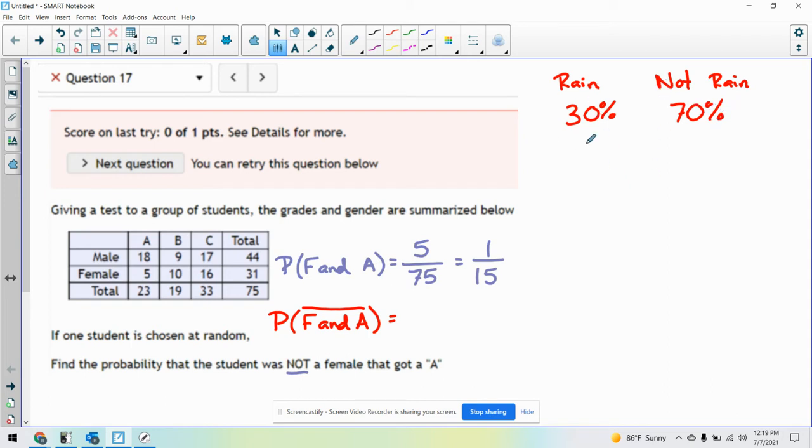Same with fractions. If this was a fraction, there's a 3 out of 10 chance that it'll rain. If I want to find not rain, I'll subtract that from 100% or 1 and get 7 out of 10 chance that it will not rain. So if there's a 1 in 15 chance of picking a female who got an A, the probability of not picking a female who got an A is going to be the rest, 14 out of 15. I'm just going to do 1 minus 1 over 15. So there's your answer.